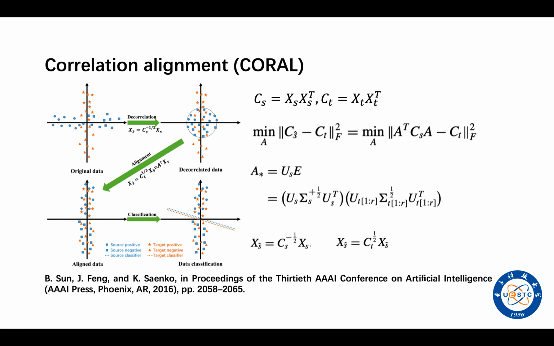The correlation alignment algorithm is one of the most representative transfer learning algorithms. The QCORAL first decorrelates the labeled source domain data to eliminate its unique data characteristics. Subsequently, it aligns the decorrelated labeled source domain data to the unlabeled target domain data to reduce the domain shift. The goal of the QCORAL is to minimize the discrepancy between the source and target domain datasets by aligning their second-order statistics, namely the covariance matrix.